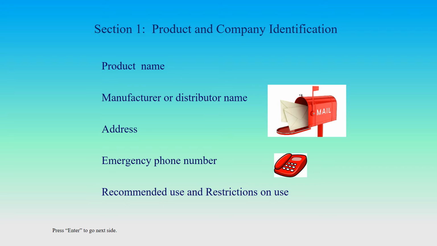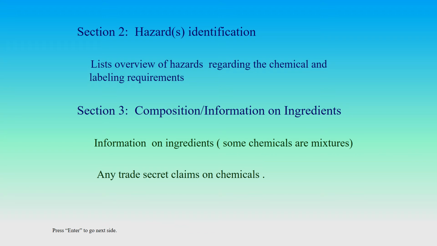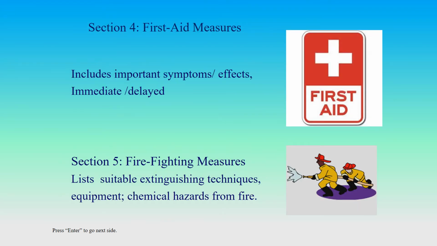Section 1. Product and company identification. Includes product name, manufacturer or distributor name, address, emergency phone number, recommended use, and restrictions on use. Section 2. Hazard identification. Lists overview of hazards regarding the chemical and labeling requirements. Section 3 contains composition information on ingredients, some chemicals are mixtures, any trade secret claims on the chemicals. Section 4, first aid measures, includes important symptoms and effects, whether they're immediate or delayed.